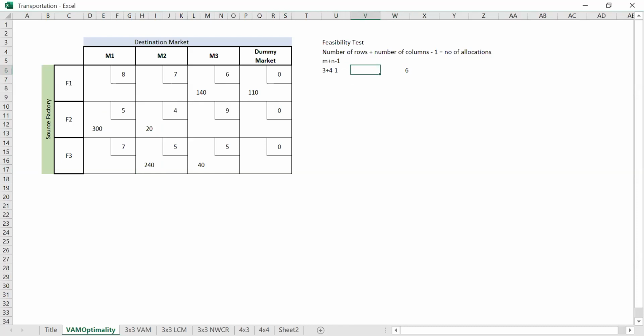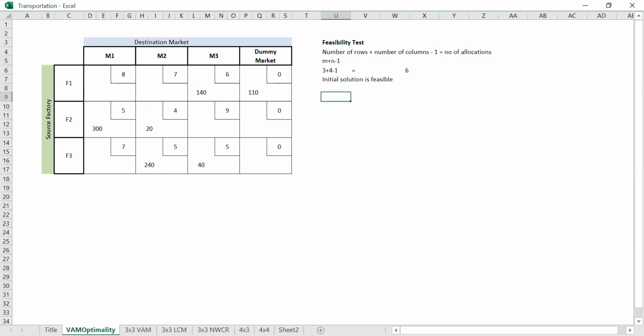I'll write it here so I can draw the symbol equal to here. So since both sides are equal, we are good. So M plus N minus 1 is equal to number of allocations. So what we had earlier as initial solution is feasible. So this is the feasibility test.